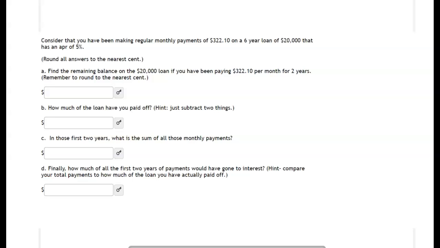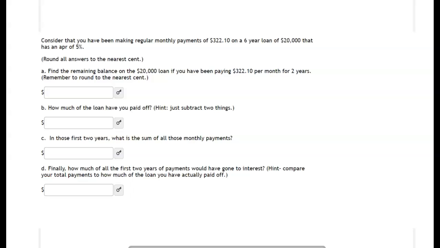Okay, let's consider that you've been making regular monthly payments of $322.10 on a 6-year loan of $20,000 that has an APR of 5%. We're asked to find the remaining balance on the $20,000 loan if we've been paying $322.10 per month for 2 years.